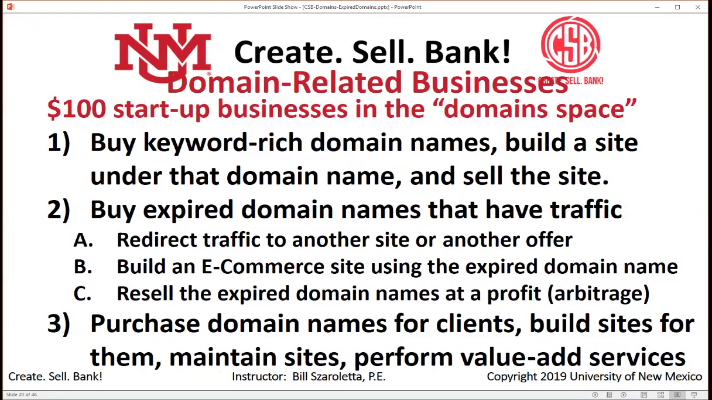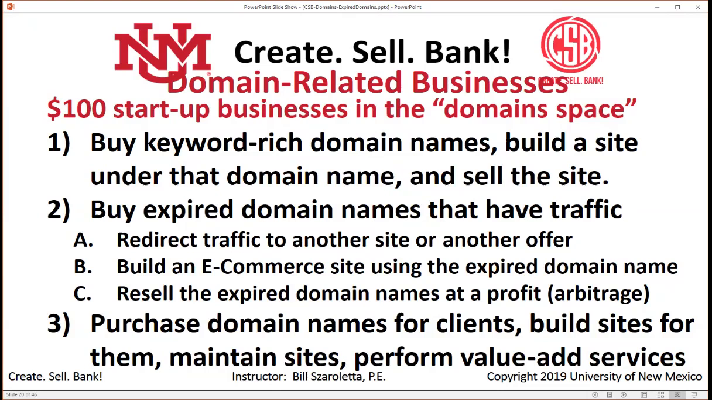The second is to buy expired domain names that have traffic to them. And we'll talk about this, particularly traffic from YouTube, traffic from Wikipedia, some with local traffic. But you buy the domain, it's yours, there's still traffic coming to it, and you redirect that traffic to another site or another offer. Now, if the site is about apples, you don't want to send them to an offer about oranges. I mean, that's obvious, but you want to make it in that particular niche.